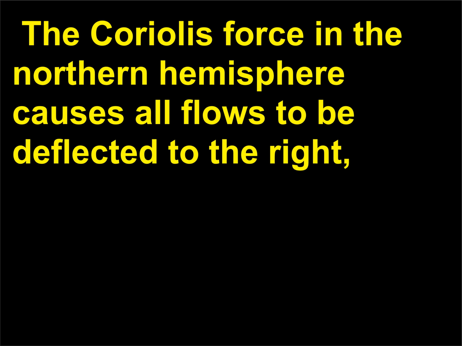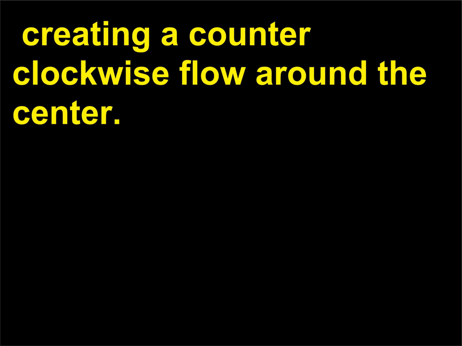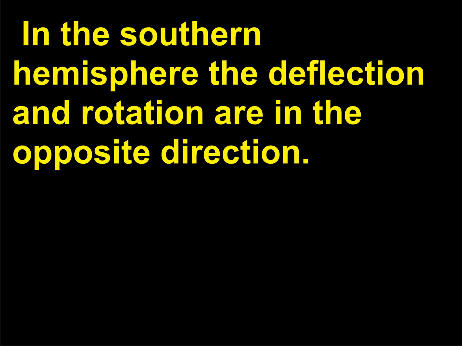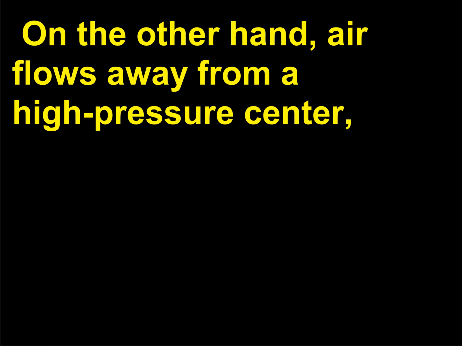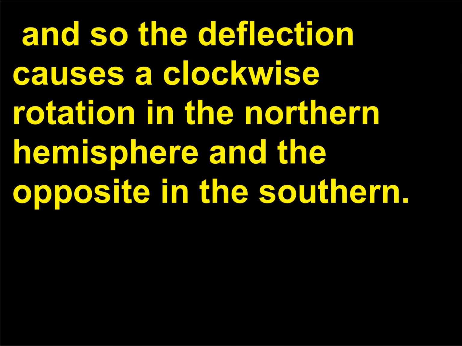Air flows into a low pressure center. The Coriolis force in the northern hemisphere causes all flows to be deflected to the right, creating a counterclockwise flow around the center. In the southern hemisphere, the deflection and rotation are in the opposite direction. On the other hand, air flows away from a high-pressure center, and so the deflection causes a clockwise rotation in the northern hemisphere and the opposite in the southern.